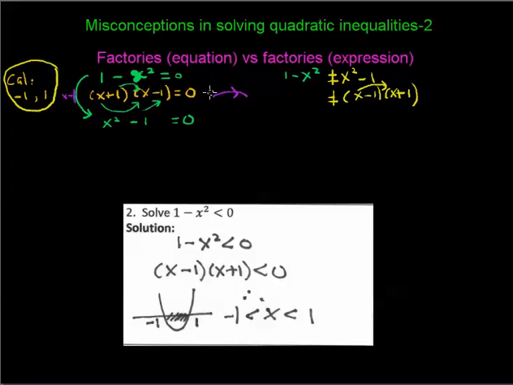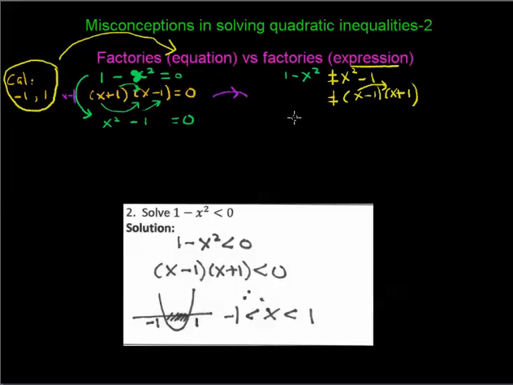Students then do not realize that when they factorize by using a calculator, actually the calculator is used for solving an equation. It's not for the expression. That's why if you factorize 1 minus x squared by using a calculator, you will get the wrong factors. So the proper way to factorize 1 minus x squared, we have to factorize it manually.